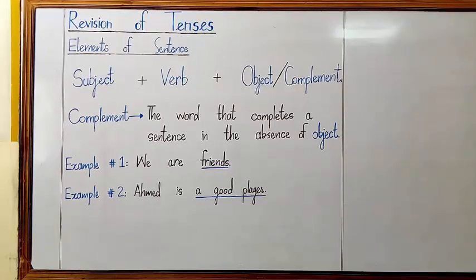I hope so far you people have understood elements of sentence under the heading of revision of tenses. My brothers, it was so important to explain you or revise you these elements of sentences because you will need subject, verb and object to make a sentence in all the 12 tenses. Now we will move on to second part of revision of tenses, and I will draw a chart on the board and I will show you there are 12 tenses, and in each tense which auxiliary verb we use and which main verb we use.